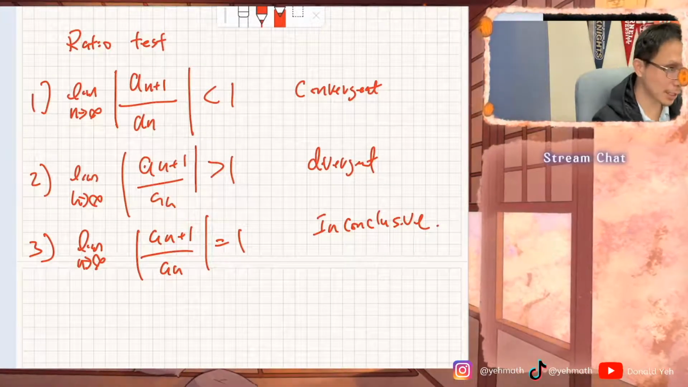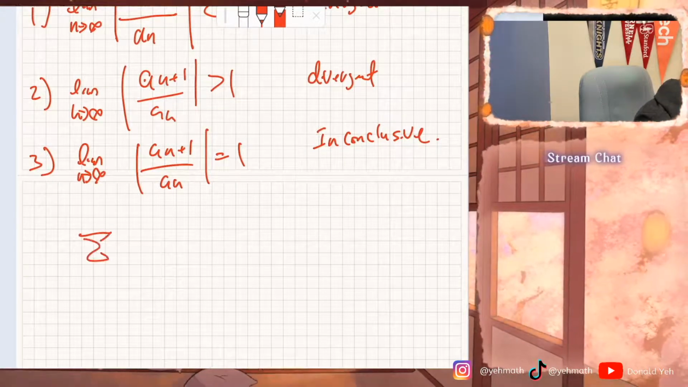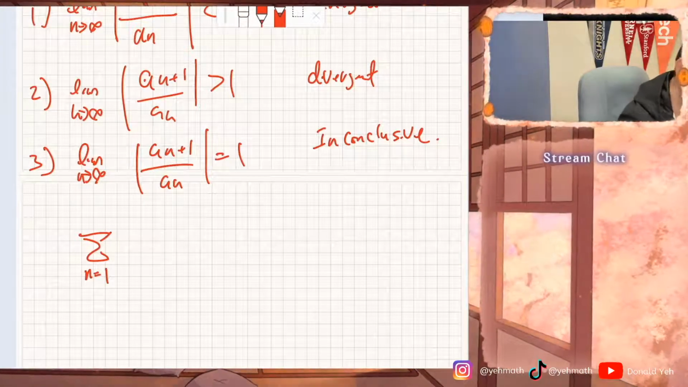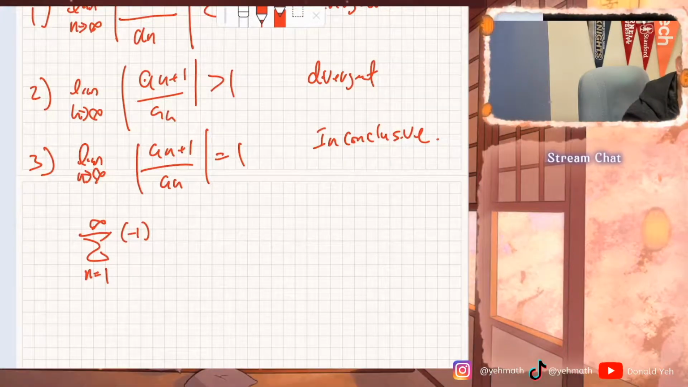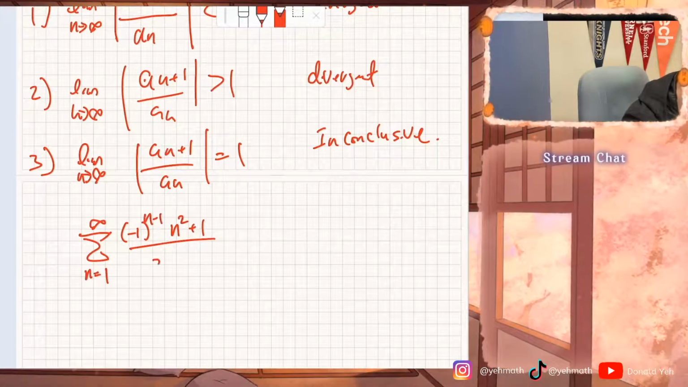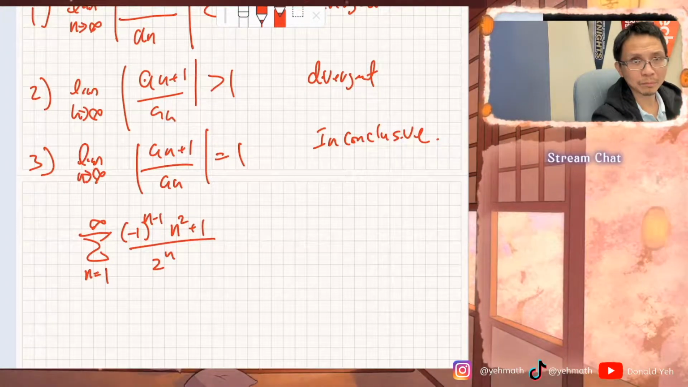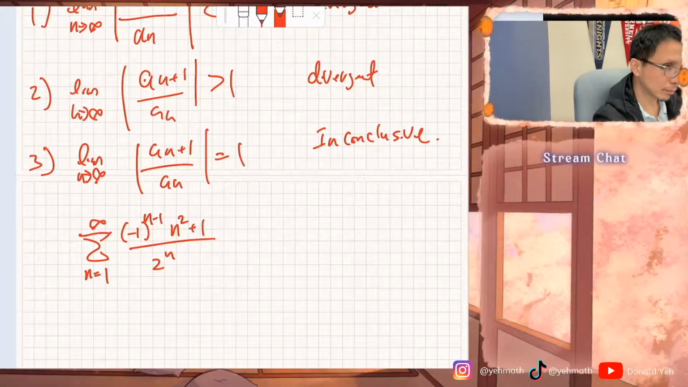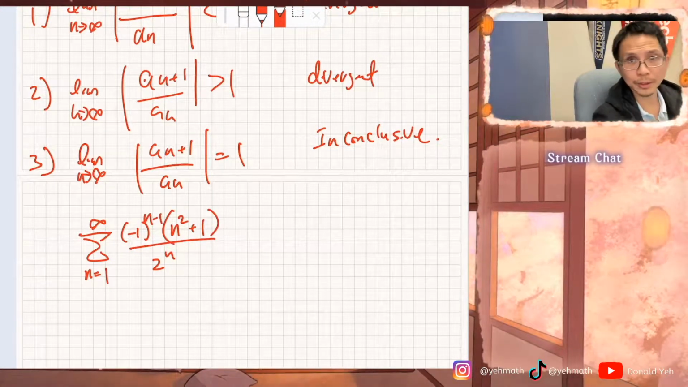So we're going to look at what we can do to make sure it works. We're going to give an example here, and this example is going to be the summation of n equal to 1 to infinity of -1 to the n minus 1 times n squared plus 1, all over 2 to the n. Is it -1 to the n minus 1 times n squared? Or is it times n squared plus 1? N squared plus 1. Let me put a parenthesis there.